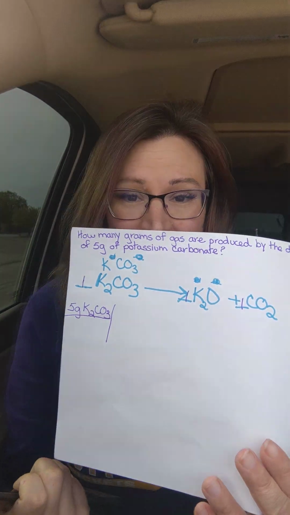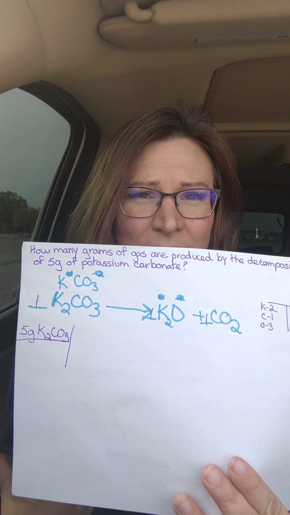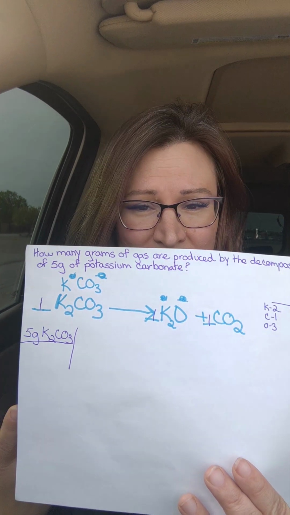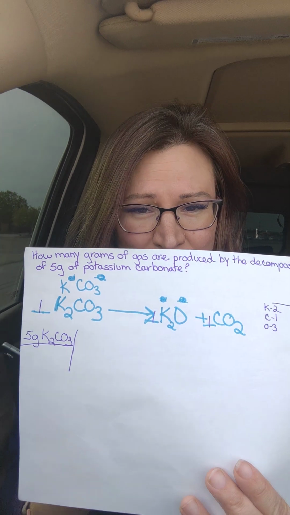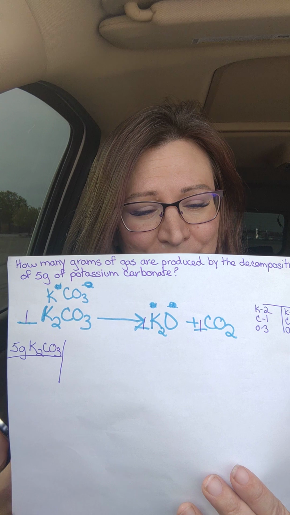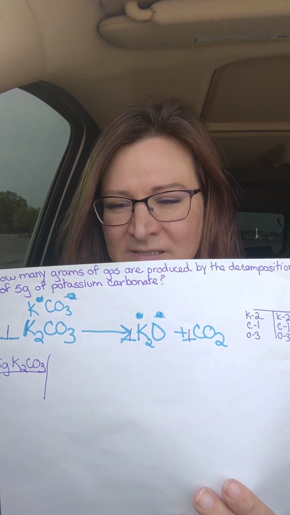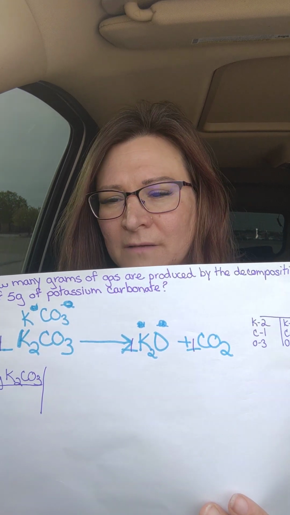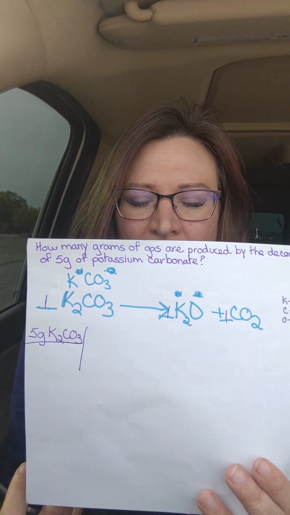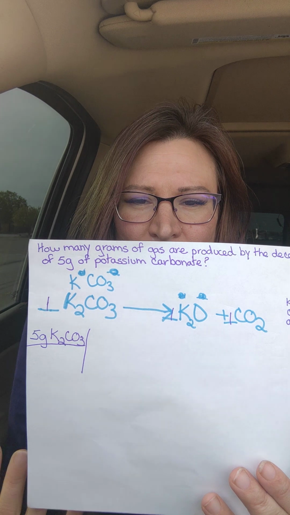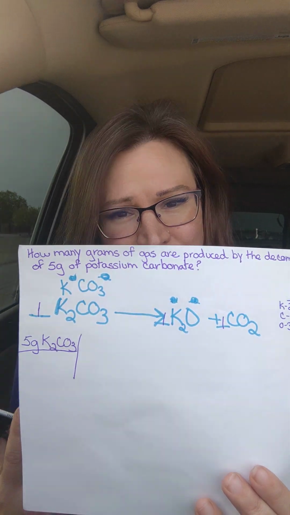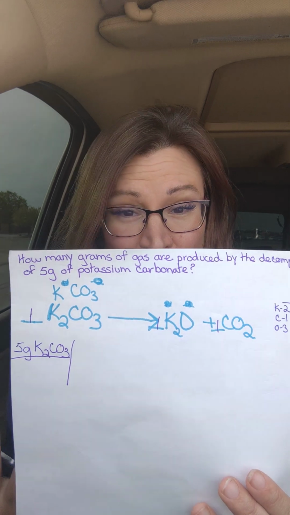All right, and then again, remember, what else do we know? Where do we go from here? Well, we know that we need to cancel out grams of potassium carbonate because we want to end with grams of carbon dioxide, because it's asking for the gas, and we know that the carbon dioxide is the gas. So we have to get from grams of potassium carbonate to grams of carbon dioxide.